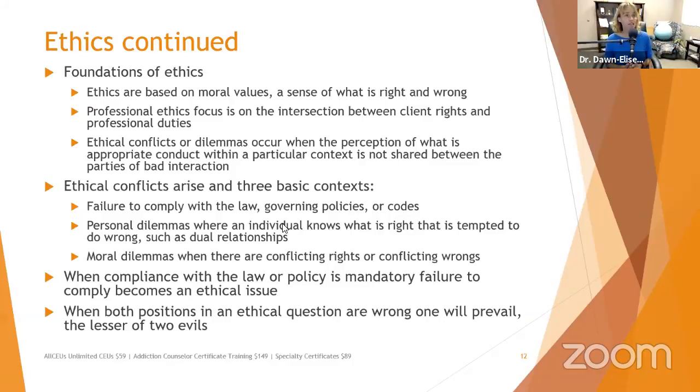Bartering, again, is one of those things that comes up, especially in low income areas. When compliance with the law or policy is mandatory, failure to comply becomes an ethical issue. You broke the law. We don't want lawbreakers as part of the profession. When both positions in an ethical question are wrong, one's going to prevail. So we need to choose the lesser of two evils. And, obviously, the law has indicated what the right choice is, but there may still be two legally right choices. And if those two choices are legally right, but both of them are ethically not okay, you don't feel good about them, you have to choose the one that does the least amount of damage. And again, consult and document, because if you don't document it, it didn't happen.